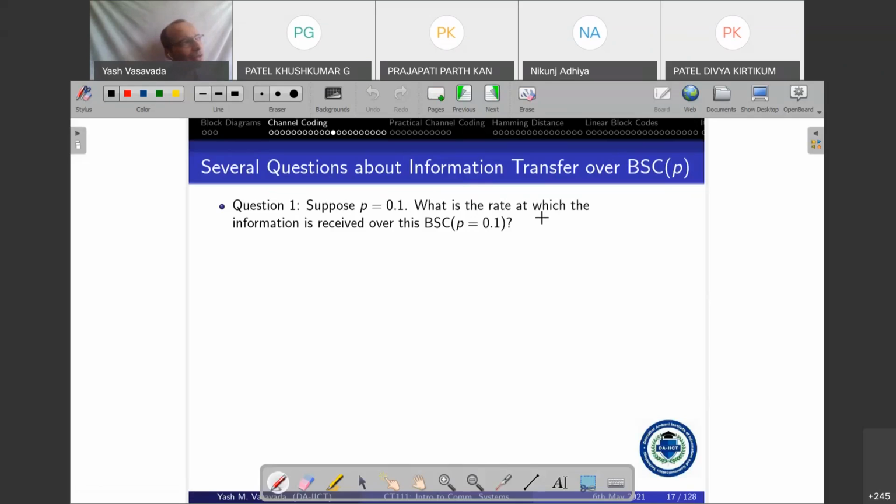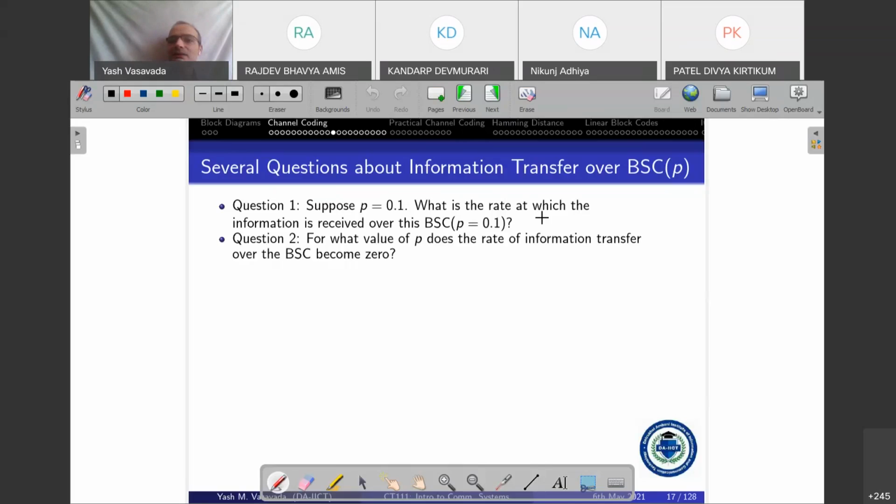So now I'm going to ask you another question. You have to use the same logic, okay? Now you can't change the logic. Use the same logic and tell me for what value of P the rate of information transfer will become 0, meaning the receiver won't be able to get any. 0.5. 1. So it should be 0.5. 1. Everybody is saying 1, right?